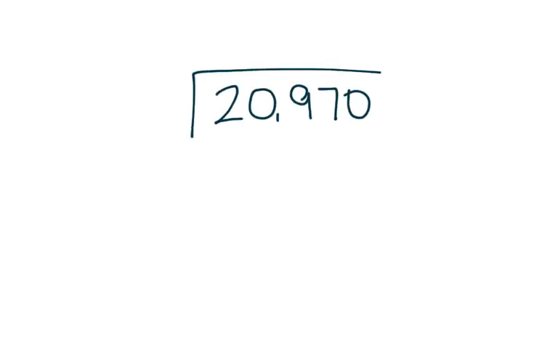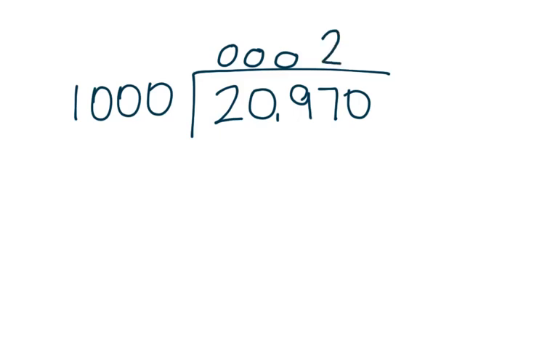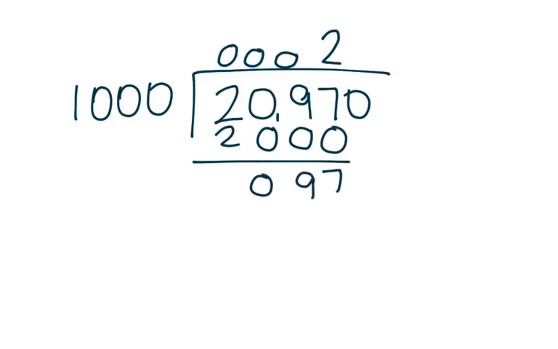20,970 divided by 1,000. Okay? We can't go into 2, we can't go into 20, can't go into 209. We can go into 2,097 2 times. So 2 times 0 is 0, 2 times 0 is 0, 2 times 2 is 4, 2 times 1 is 2. 7, 9, 0, 0. Bring down the 0. 1,000 cannot go into 970.